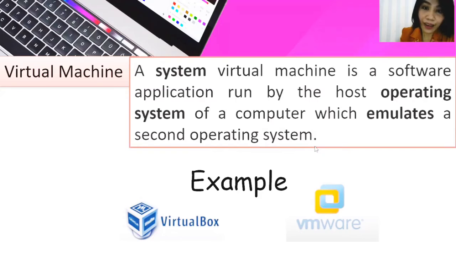Now, why are we using this one? For example, it is possible to run a Microsoft Windows virtual machine on an Apple Mac, allowing software applications that only work on the Microsoft Windows OS to be run via the virtual machine, or VM, which in turn is run on the Mac.